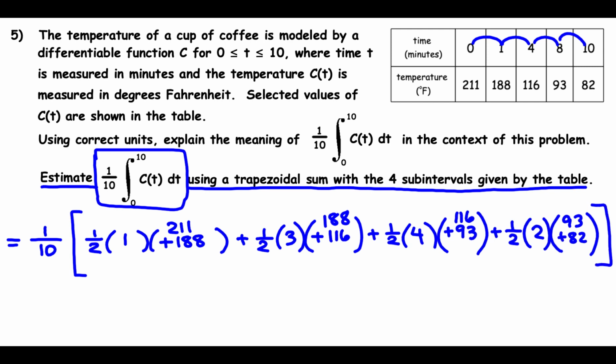The whole thing is multiplied by 1/10 out in the beginning. The 1/10 will drop down. Feel free to pause the video if you want, but I went ahead and figured out the brackets.